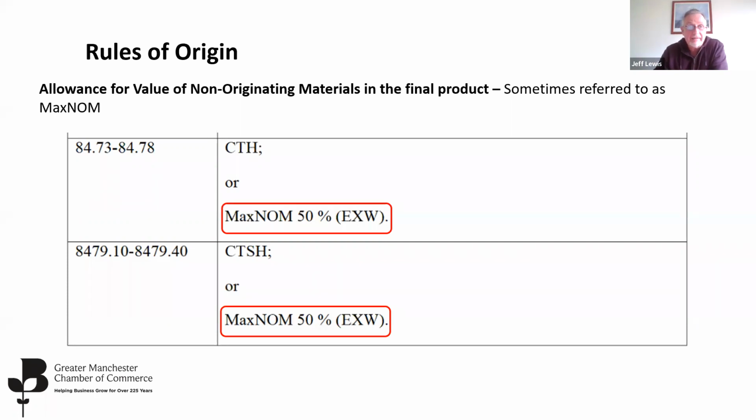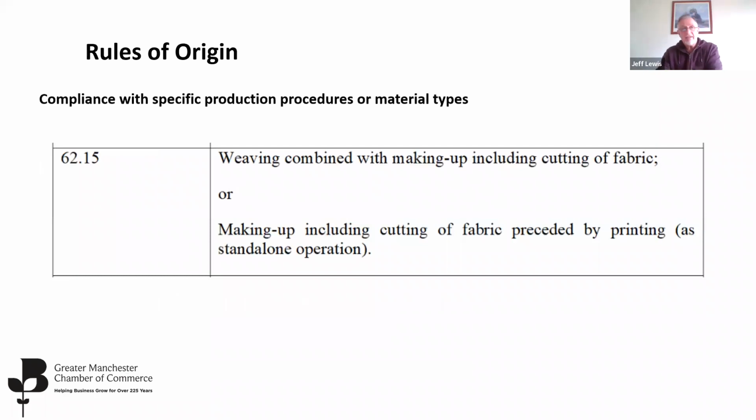Next slide, please. When you get into the textiles, if any of you are doing textiles, you will probably think, well, why do they make it so difficult for textiles? Because textiles, there are different rules, and it's all to do with certain procedures. So in terms of 6215, weaving combined with making up, including cutting of fabric. So this is what you're having to do to non-originating material, making up including cutting of fabric preceded by printing.